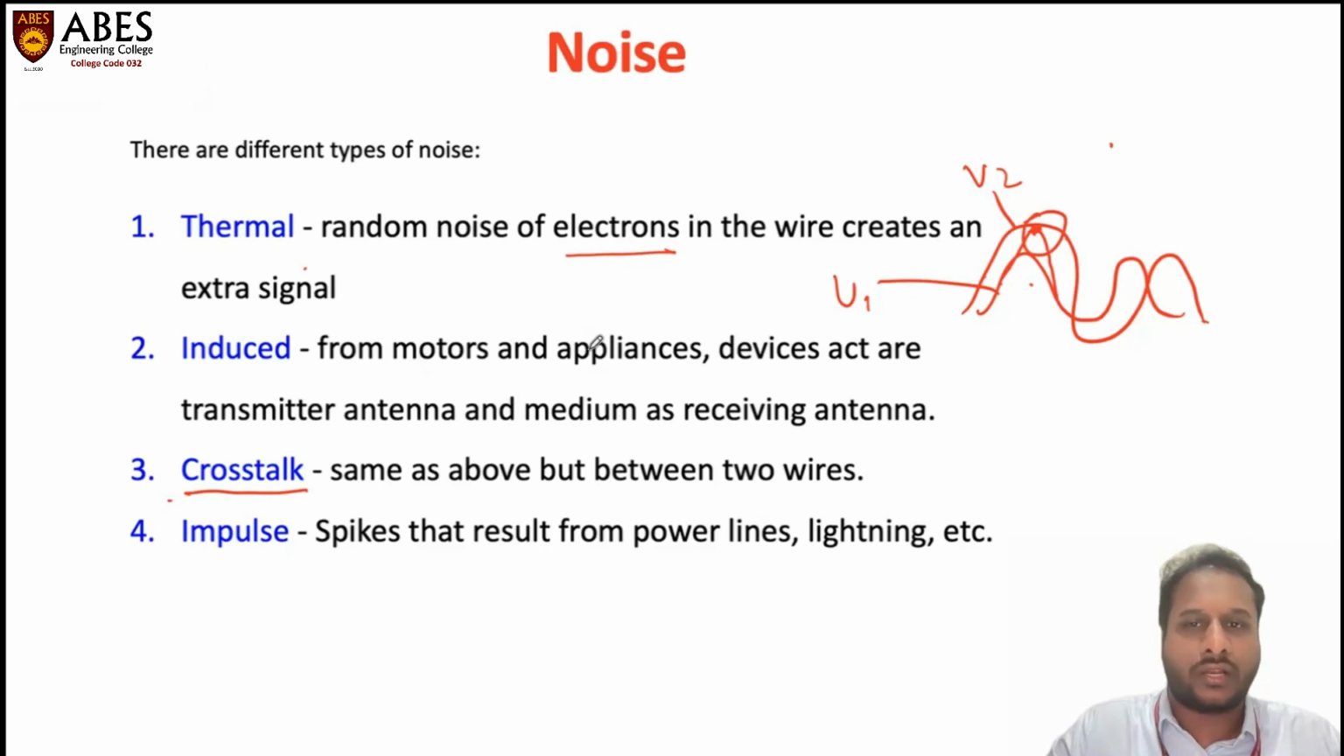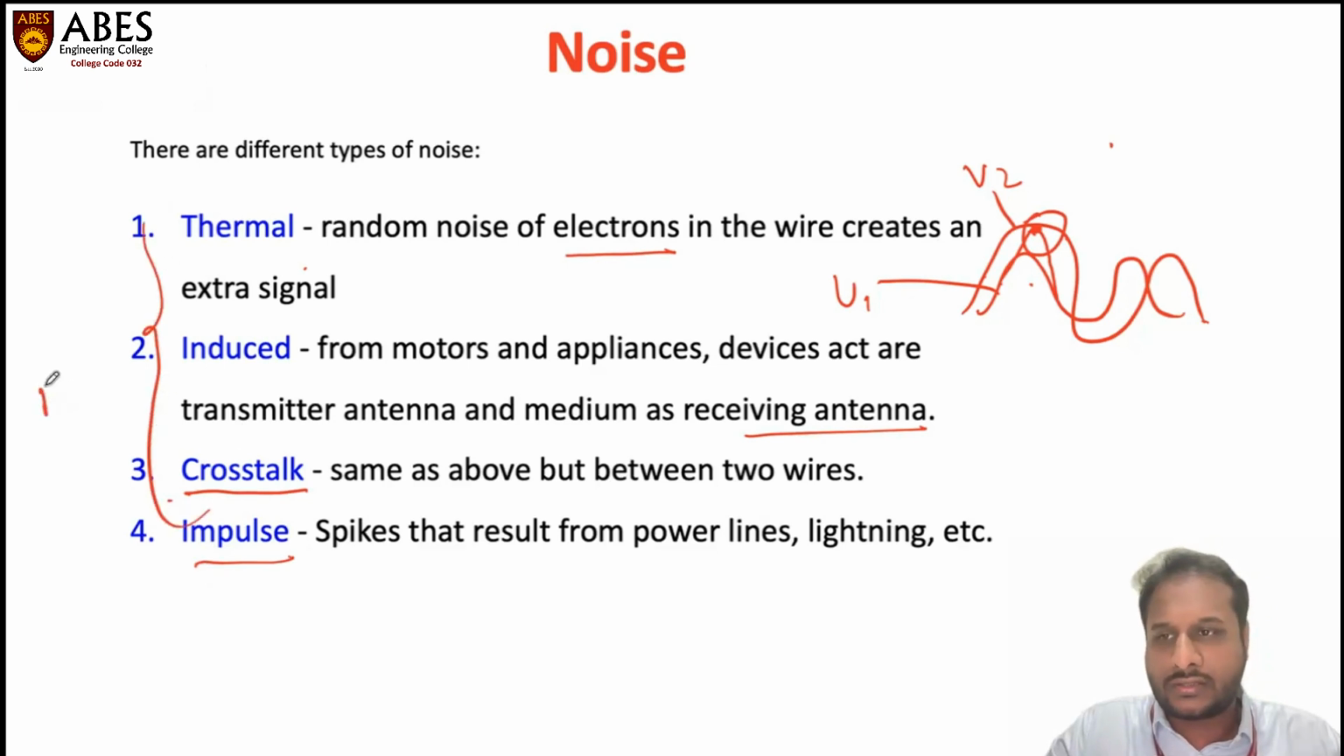And next is induced signal. When we talk about motors and appliances, there is some noise induced with them. So when we receive the signal through an antenna, we need to avoid those types of noises. Last is impulse. There is a sudden spike due to any voltage change or any fluctuation, which is called impulse. So all these are called signal noise. There is always involvement of noise in the signal. We can reduce it, but we cannot avoid it 100%.